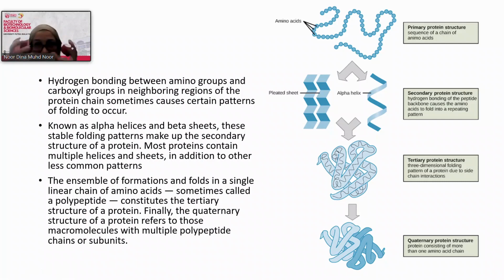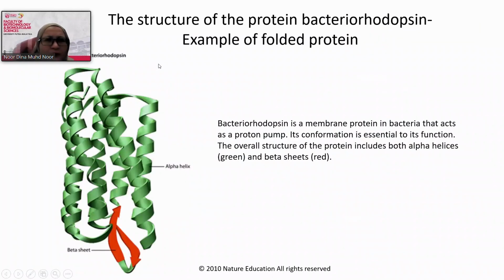It has one subunit over here, and we have a second subunit, and the combination of these subunits is needed to be functional. So this is what we call the quaternary protein structure. This is one example of a folded or functional protein, which is the protein bacteriorhodopsin. For information, bacteriorhodopsin is a type of membrane protein in bacteria that helps with proton pumping.